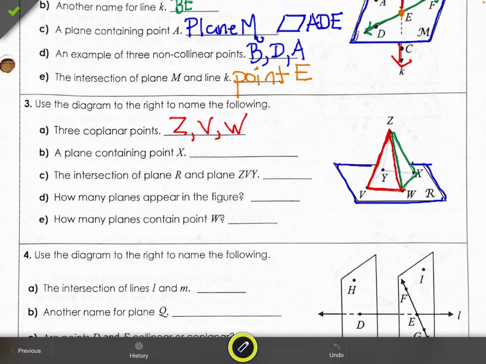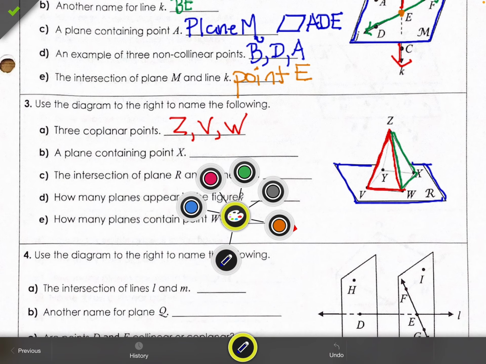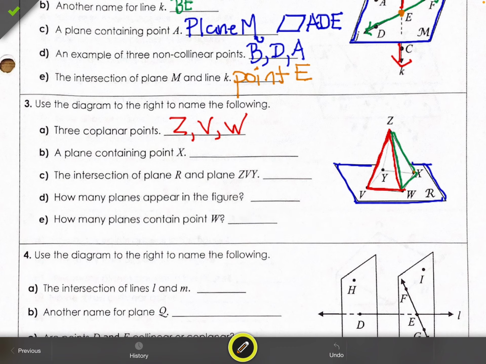So, a plane containing point X. We have to find point X. And if we look, point X is back here. Hopefully you notice that point X is on the green side of that pyramid, what I colored green. But it is also on the flat surface that I traced in blue. So you actually have 2 planes that you could go with there. I'm going to use the green side of my pyramid that I traced. Again, this is a flat surface, it would be considered a plane. So that would be this right here.